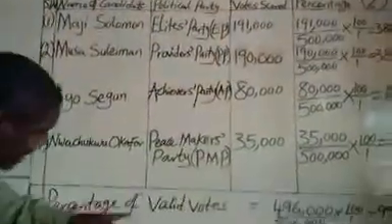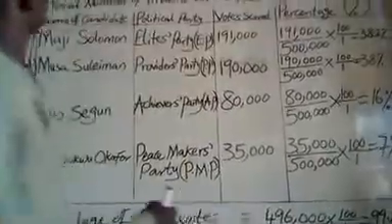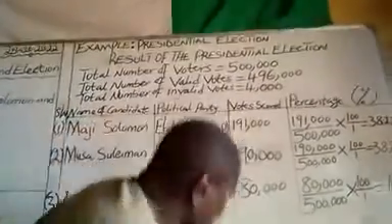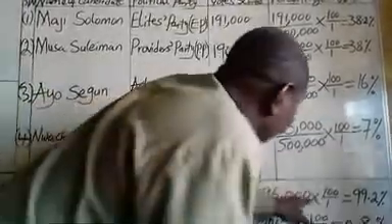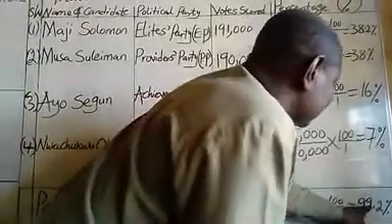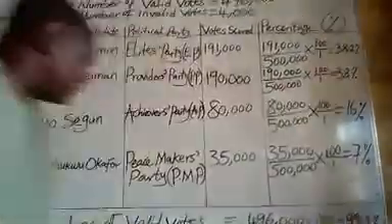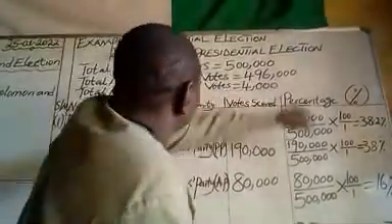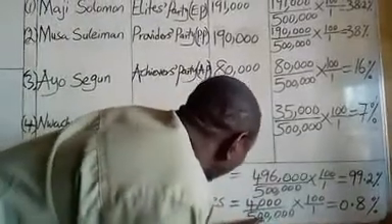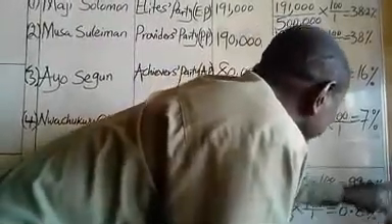Okay, before I move further, percentage of valid votes. Look at the total number of valid votes, 496,000, all over 500,000 times 100 over 1. The answer is 99.2%. Percentage of invalid votes. Look at the total number of invalid votes, 4,000. Okay? 4,000 all over 500,000 times 100 over 1 equals 0.8%. When you add the two together, you arrive at 100%.